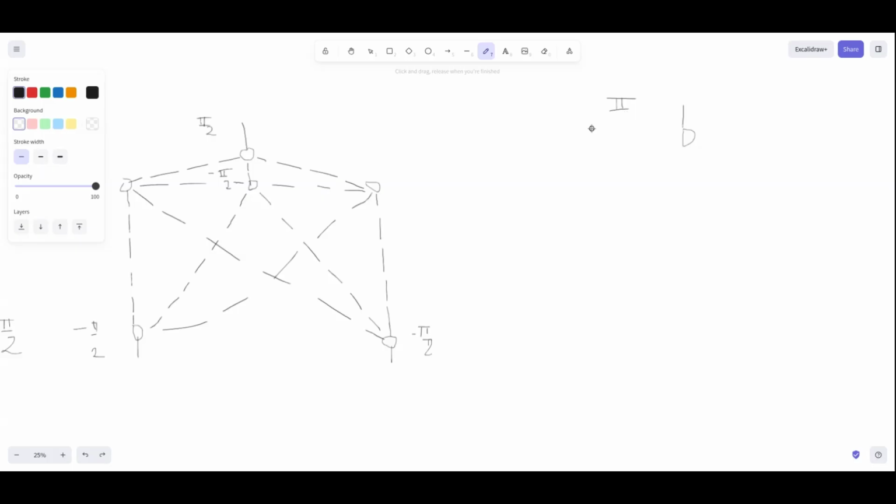So as I said, we'll add the phase p over 2 plus p over 2, because it's the opposite phase we take, gives p. Here it becomes p over 2. Here it becomes p over 2.